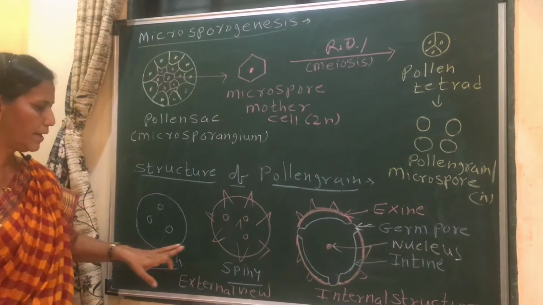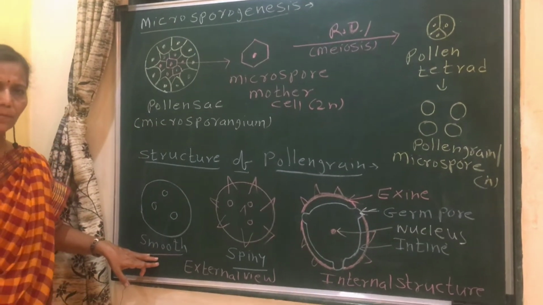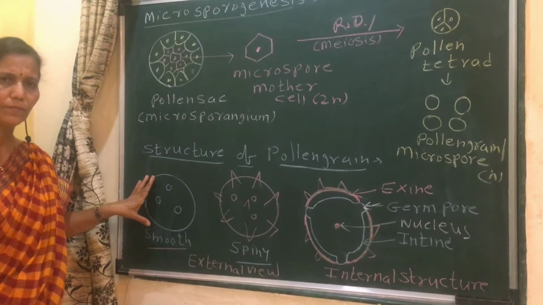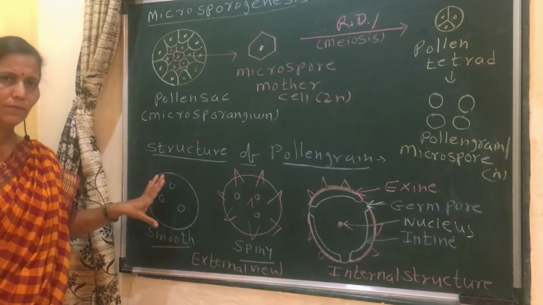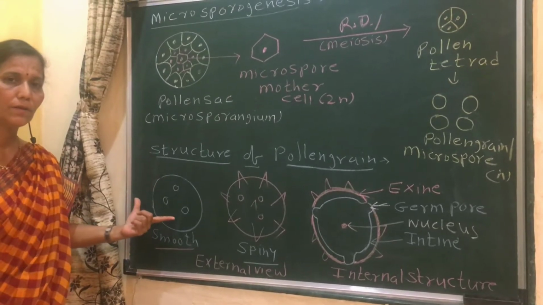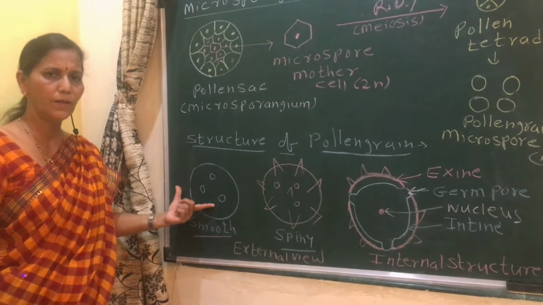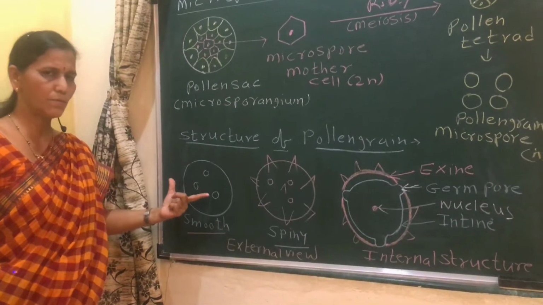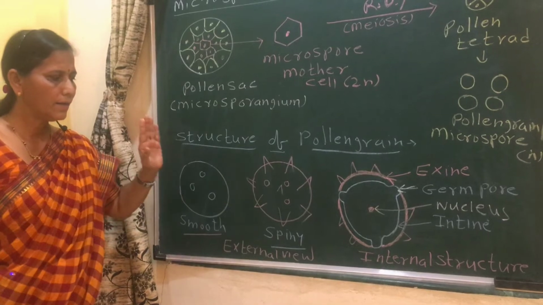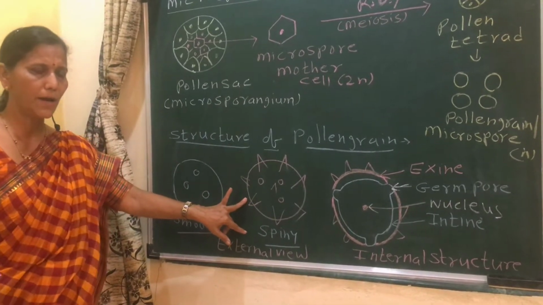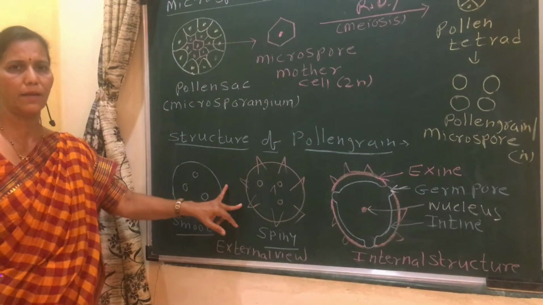These are the external views of the pollen grain. In some plants, this pollen grain may be smooth. In which plant is it smooth? In wind pollinated or anemophilous plants, pollen grains are smooth, while in insect pollinated plants, pollen grains are spiny.